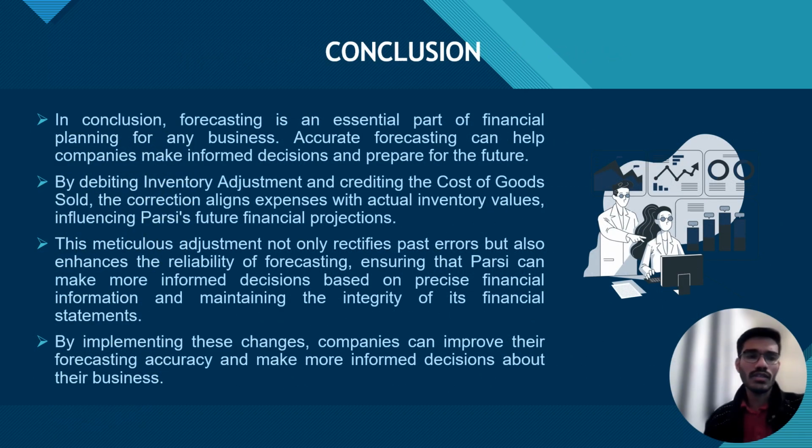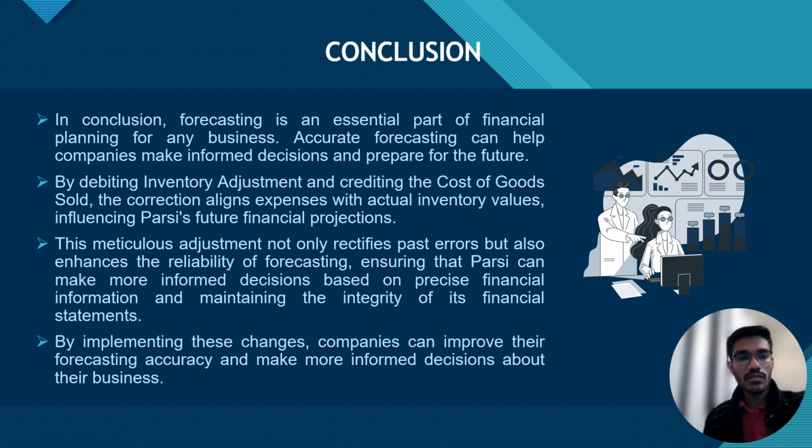Coming to the conclusion. In conclusion, forecasting is an essential part of financial planning for any kind of business. Accurate forecasting can help companies make informed decisions and prepare for a better future. By debiting inventory adjustment and crediting the cost of goods sold, the correction aligns expenses with actual inventory values, influencing Parsis' future financial projections.